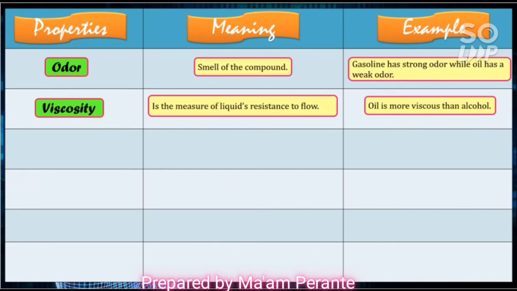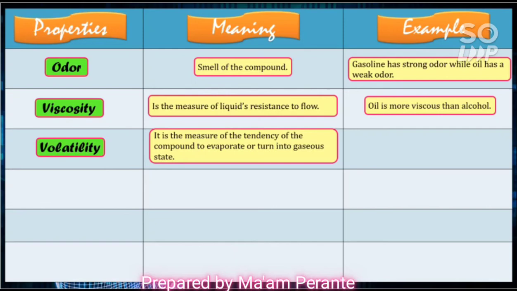Aside from viscosity, we also have volatility. That is the measure of the tendency of the compound to evaporate or turn into a gaseous state. So, for example, acetone is more volatile than oil, meaning acetone can evaporate faster than oil. Acetone, in a few seconds, can turn from liquid to gas at a faster rate than oil. It will take a few hours for the oil to evaporate. So meaning to say, acetone is more volatile.